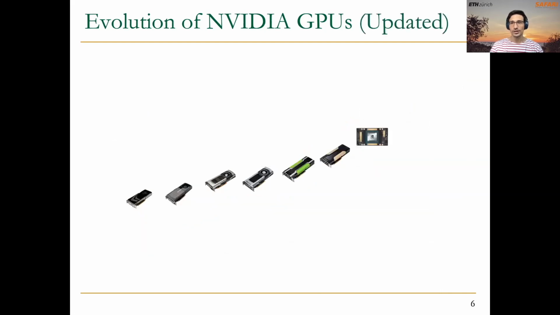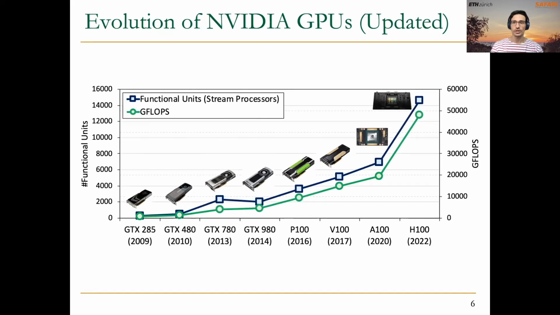But these are not the only NVIDIA GPUs these days, because exactly this week we learned about the new GPU from NVIDIA, which is the Hopper architecture. As you can see in the slide, there is a significant increase in the number of functional units and a significant increase in the peak gigaflops with respect to the previous generation, the Ampere. It's named Hopper after Grace Hopper, who was an American computer scientist.